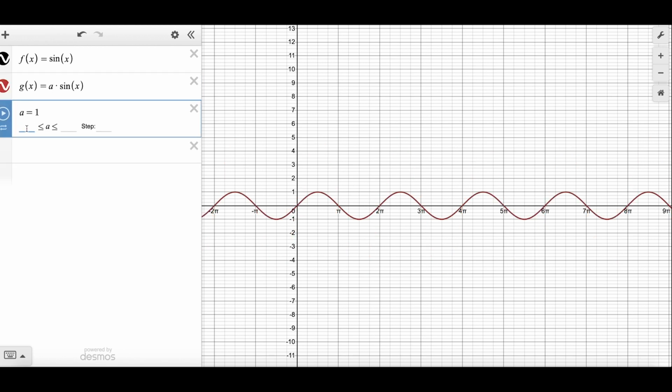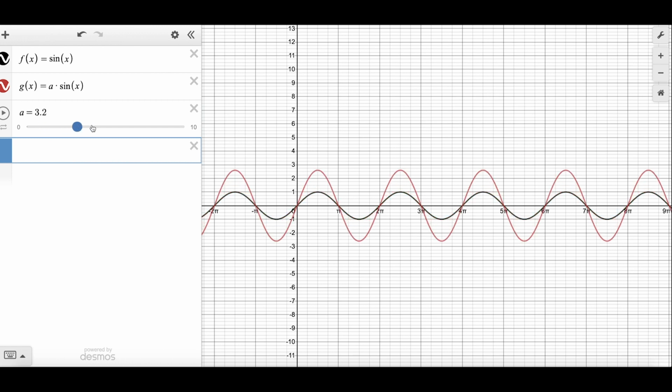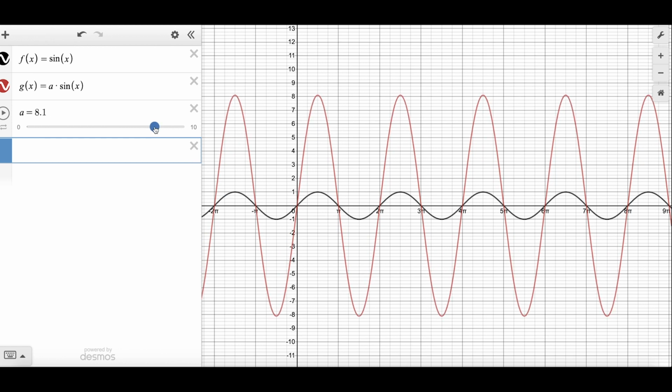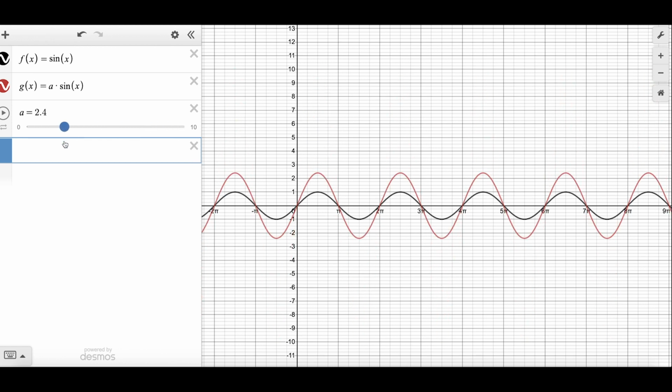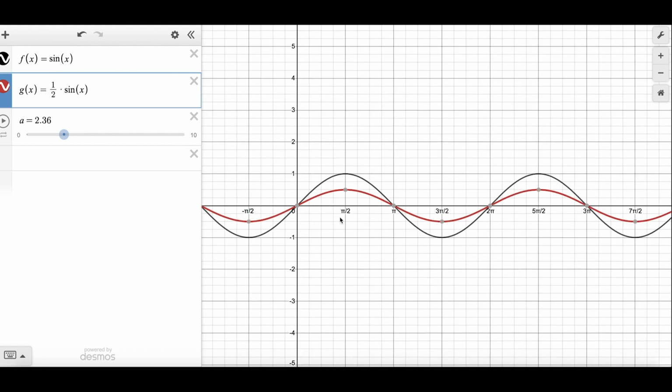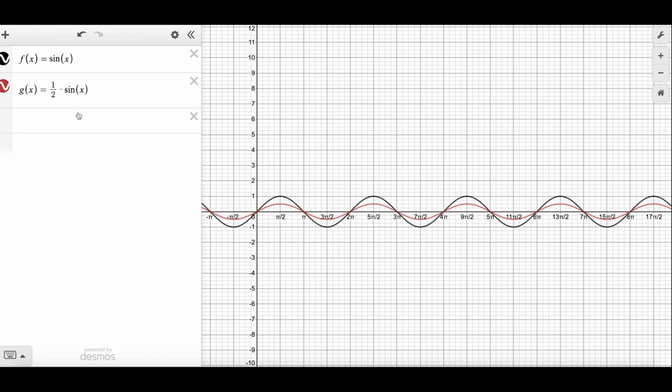I'm going to add a slider, and let's see what happens if we take a look at some different values. So when A is 1, it's exactly the same, but if I multiply by 3, we get that shape, or we can multiply by 8 that we saw. We can multiply by 10. What do you think is going to happen if I multiply by a half, if I change A to a half? So if I multiply by a half, I get something like this. What about like a fourth? Or a seventh?